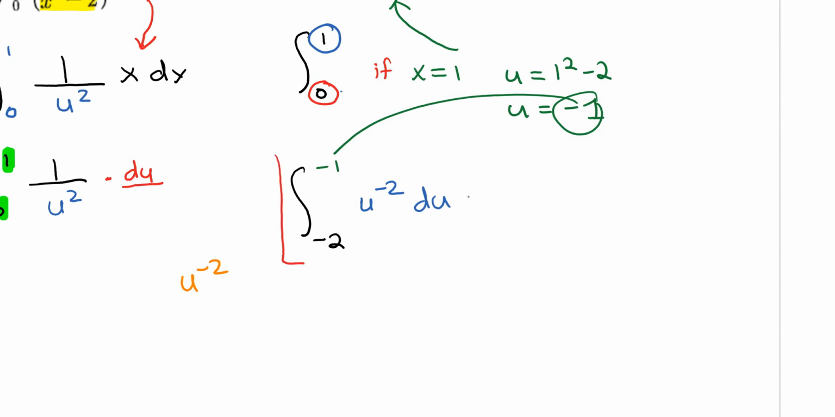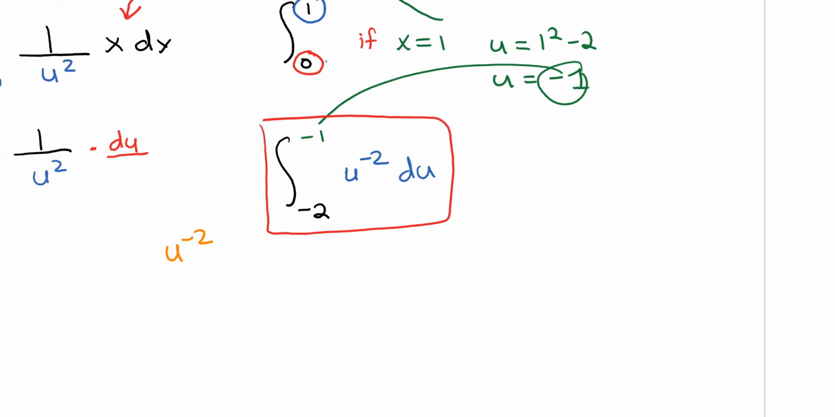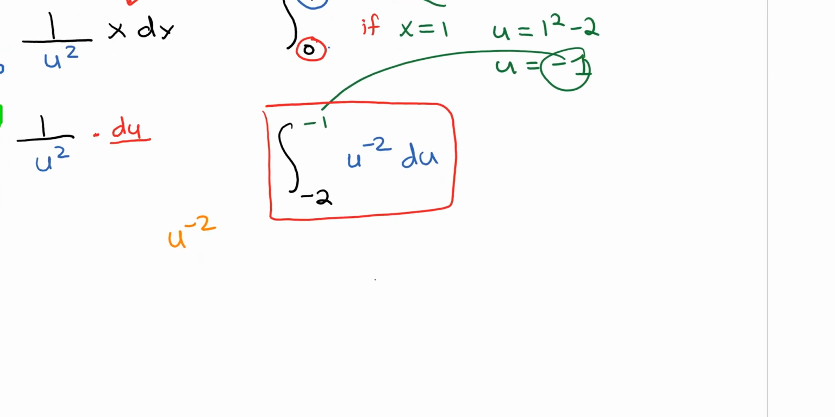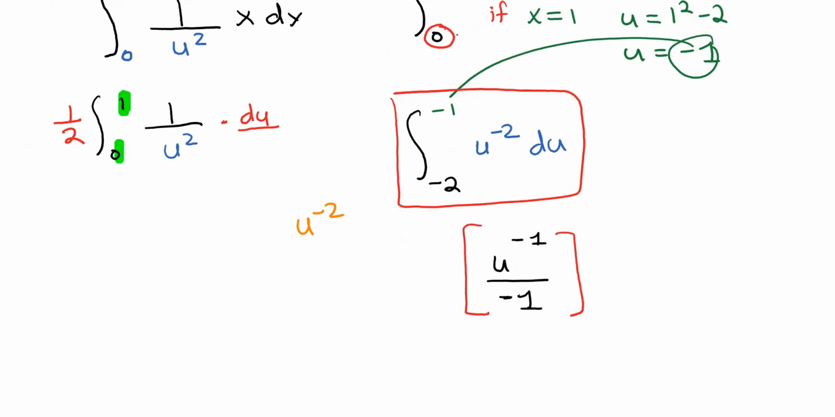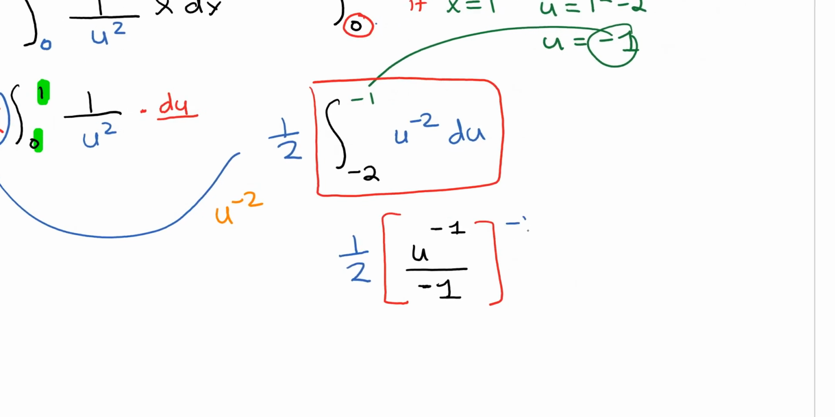Now this right here is a little bit easier to evaluate. Let's go ahead and find the antiderivative now. That's going to be u to the power of negative 1 divided by the new power, which is negative 1. Remember, we're just adding 1 to the exponent, and then I can box this, box that, and I did forget to transfer the 1/2 over here, so the 1/2 would be there, and the 1/2 would be over there, and then my upper bound is negative 1, and my lower bound is negative 2.